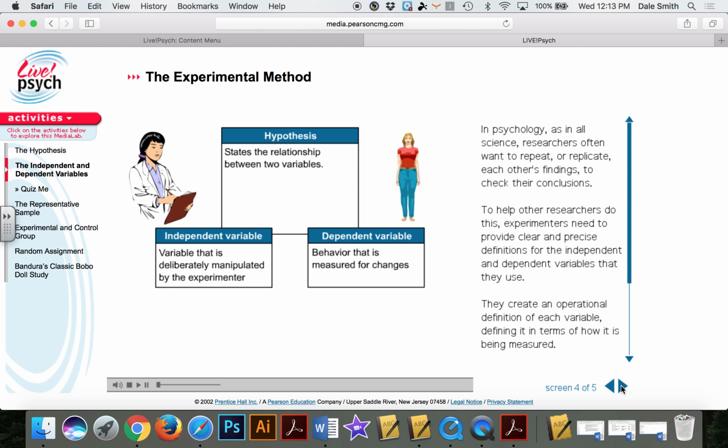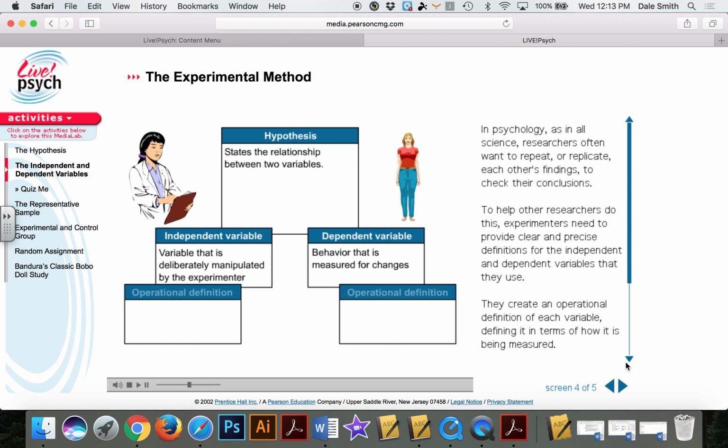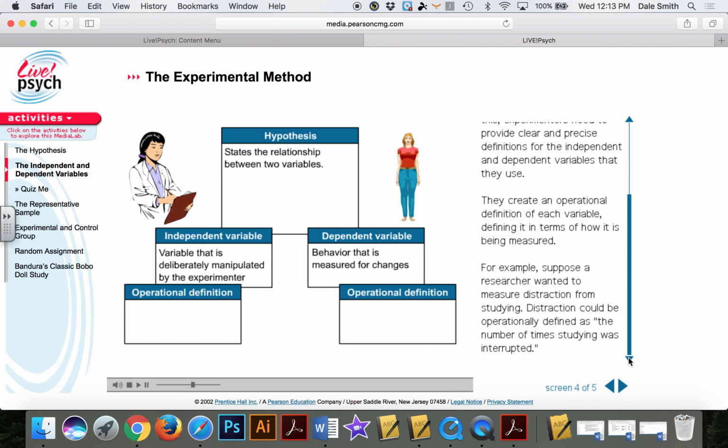In psychology, as in all science, researchers often want to repeat or replicate each other's findings to check their conclusions. To help other researchers do this, experimenters need to provide clear and precise definitions for the independent and dependent variables that they use. They create an operational definition of each variable, defining it in terms of how it is being measured.